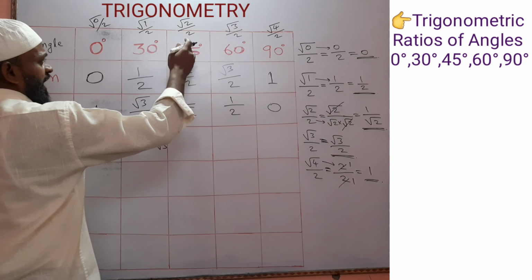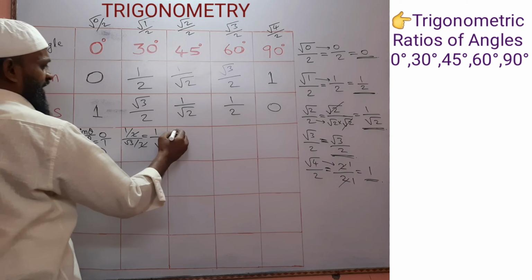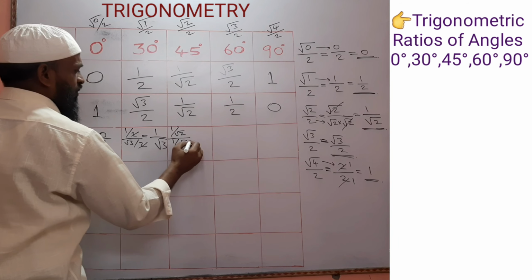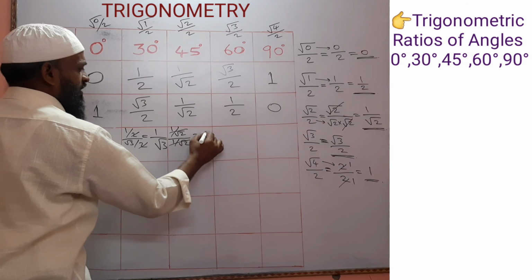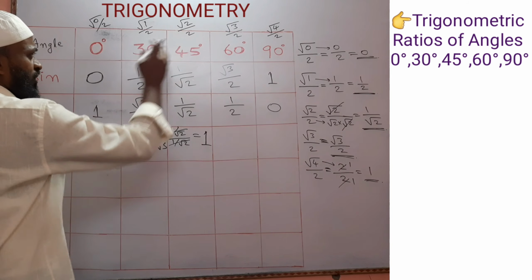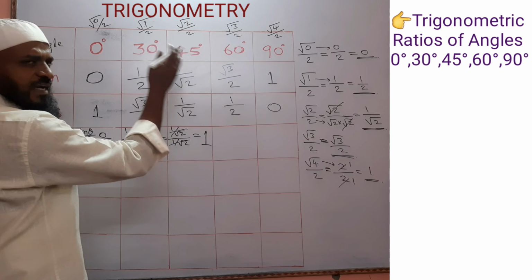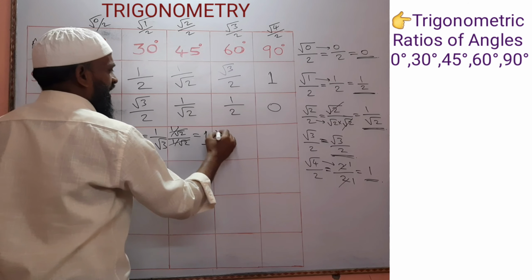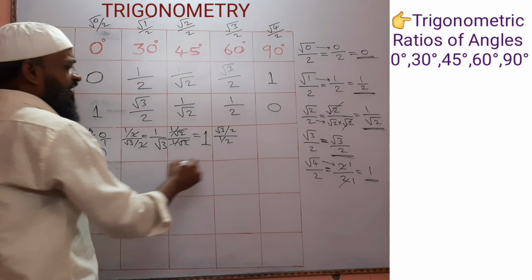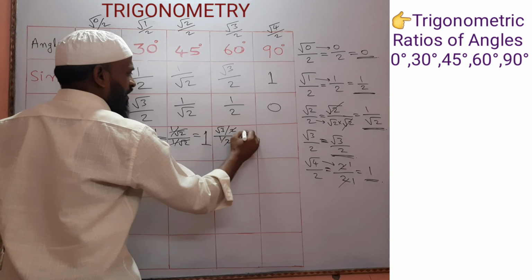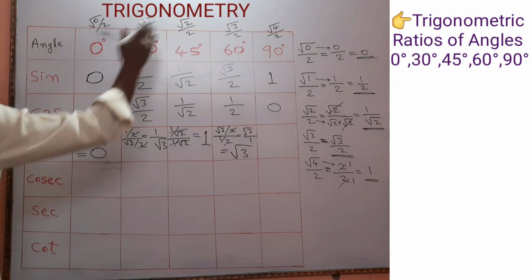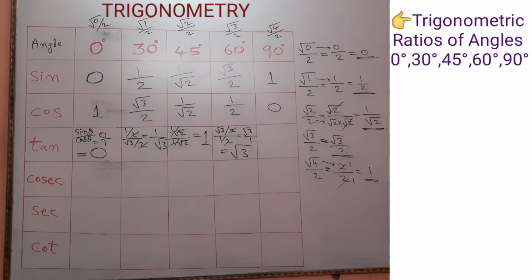Yes, next one, same. Sin by cos is tan. Sin 45 is 1 by root 2, cos 45 is 1 by root 2. Both get cancelled. Remaining is 1. So tan 45 degree is 1 only. Next one, same, sin by cos, we get tan. Sin 60 degree by cos 60 degree. Root 3 by 2 by 1 by 2. The 2s get cancelled. Root 3 by 1 is nothing but root 3. So tan 60 value is square root 3 only.